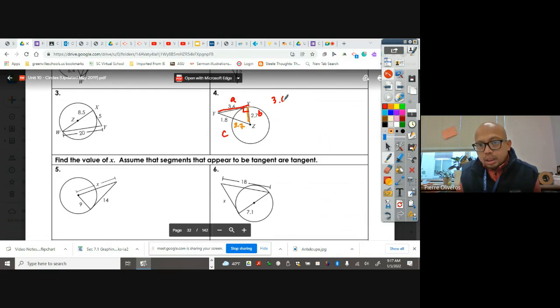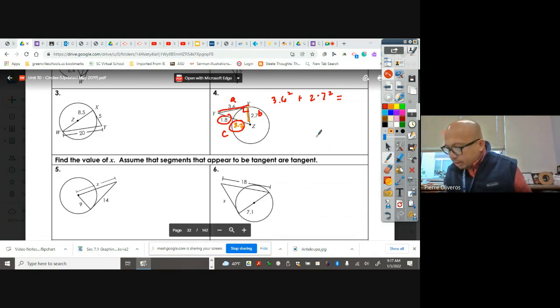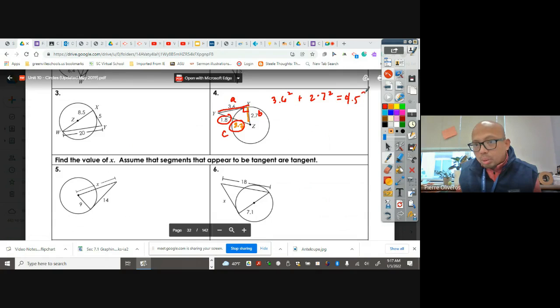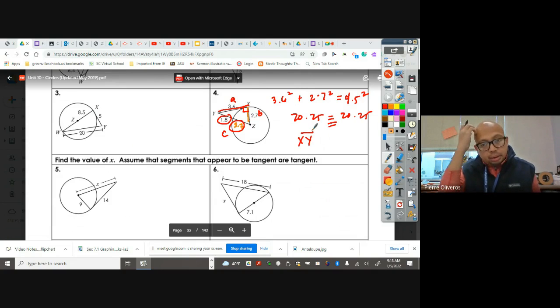My A here is 3.6 squared. My B here is 2.7 squared. Now my C is 1.8 plus 2.7, that will give me 4.5 squared. So applying the Pythagorean theorem, 3.6 squared plus 2.7 squared will give me 20.25. And then 4.5 squared is also 20.25. Since they are equal, then XY is a tangent. Okay, there are times that they're not equal. Just coincidentally, numbers 1 and 4 are equal here.